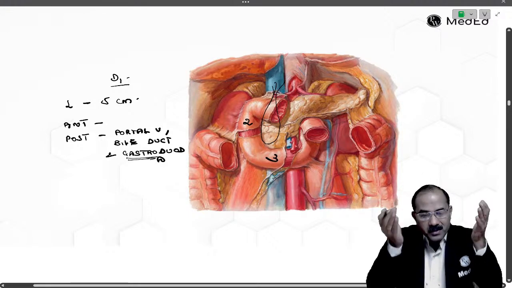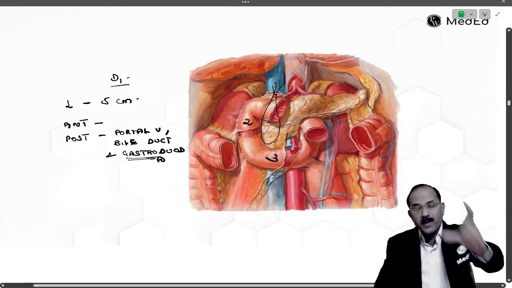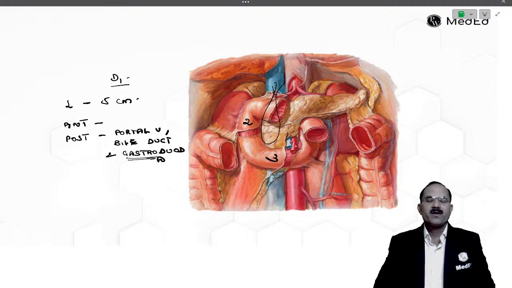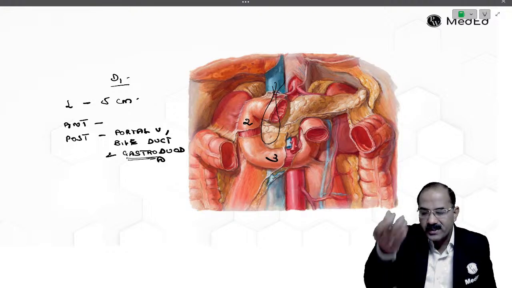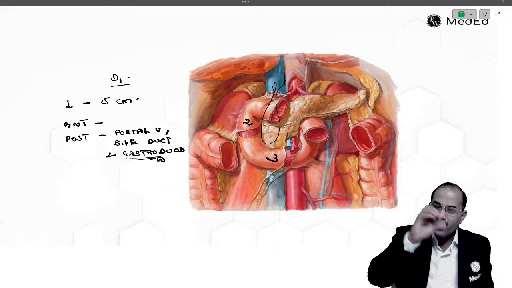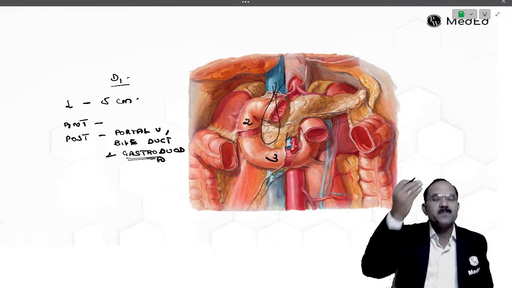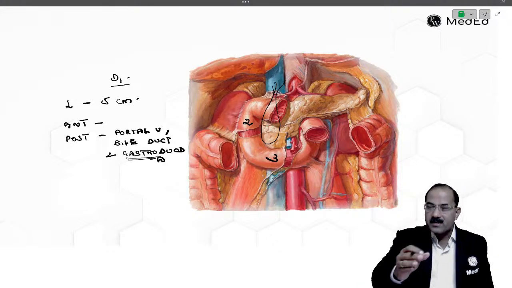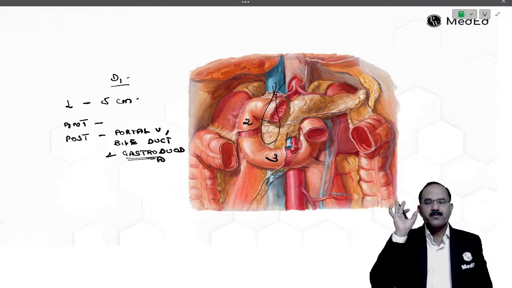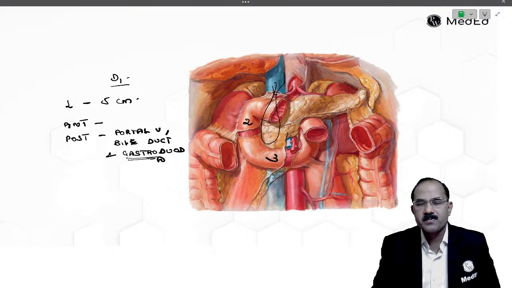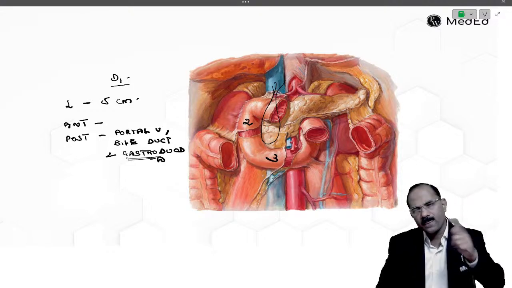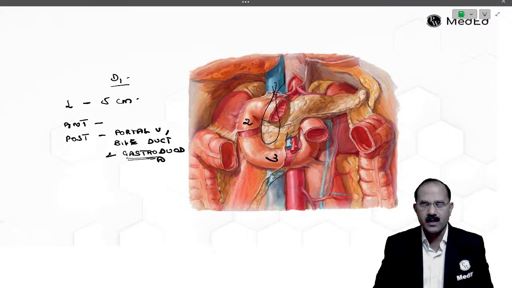And how do you remember this? This is the artery which is very commonly ruptured in case of duodenal ulcer. A duodenal ulcer is present on the posterior wall. So if the duodenal ulcer erodes the wall of the duodenum, it will also erode the artery which lies behind the first part. That's the gastroduodenal artery. So posterior relation of first part of duodenum is the bile duct, the portal vein, and the gastroduodenal artery.